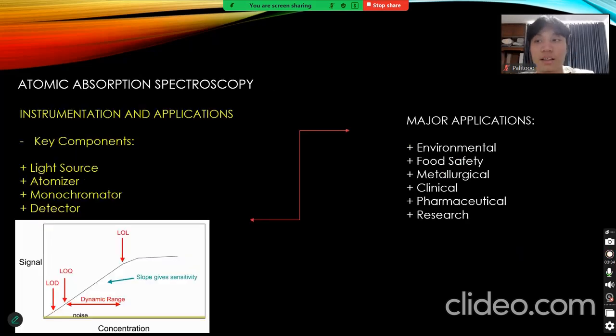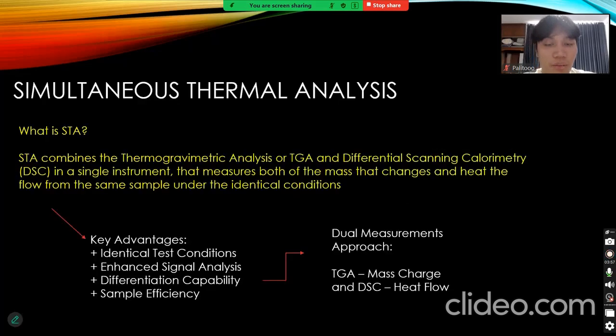Next is atomic absorption spectroscopy again, but on instrumentation and applications. The key components are the light source, atomizer, monochromator, and detector. The major applications are environmental, food safety, metallurgical, clinical, pharmaceutical, and research.